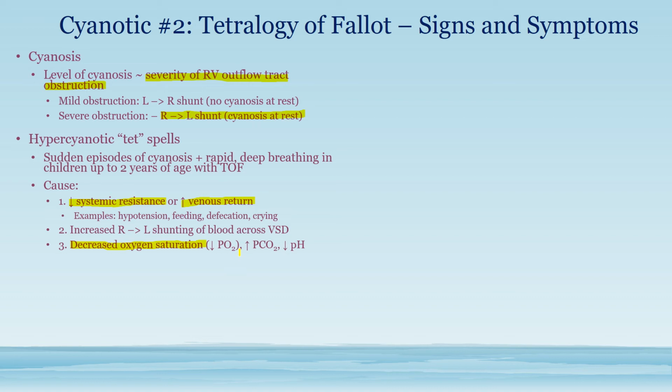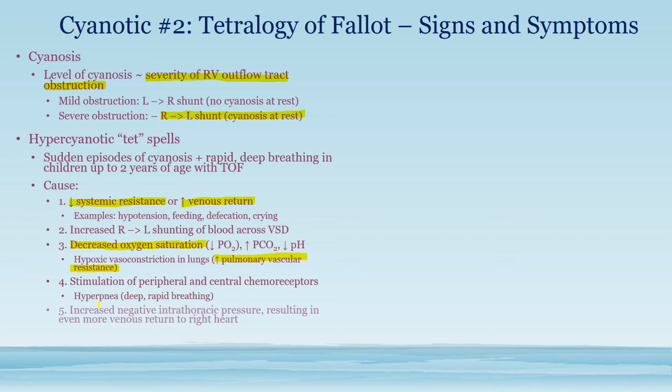So you have decreased PO2, increased PCO2, and decreased pH due to hypoxemia in the arterial blood. And that's going to cause hypoxic vasoconstriction in the lungs, which causes increased pulmonary vascular resistance. Remember, if you have decreased oxygen in the lungs, you have increased pulmonary vascular resistance to shunt blood to other areas that have more oxygen exposure. And you have stimulation of central and peripheral chemoreceptors, which cause tachypnea and deep breathing.